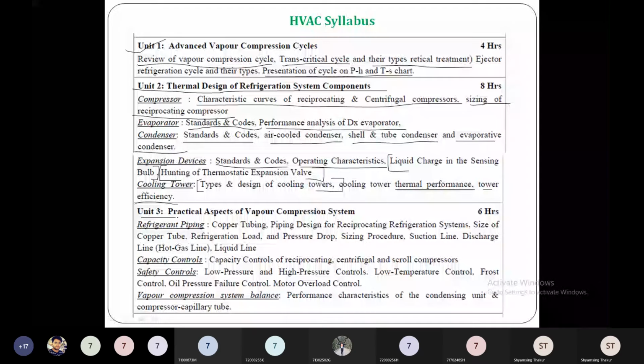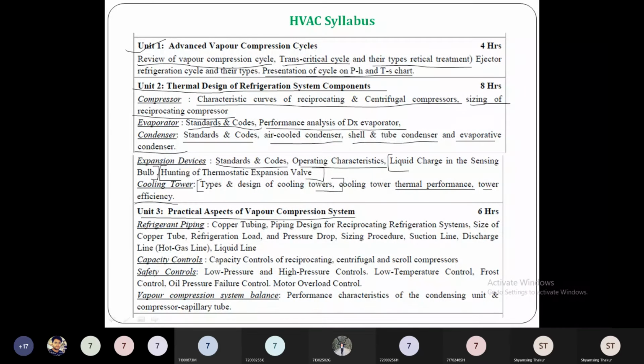Then unit number 3 is practical aspects of vapor compression systems, where we are going to first of all see the refrigerant piping, in which copper tubing, then piping design for reciprocating refrigeration systems, size of copper tubing, meaning of refrigeration load and pressure drop, sizing procedure, then most importantly suction and discharge line. This is the most important concept practically we are going to see. Then the liquid line.